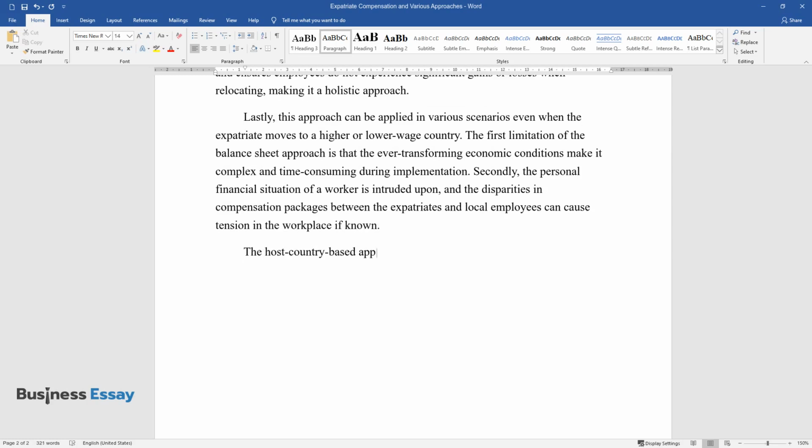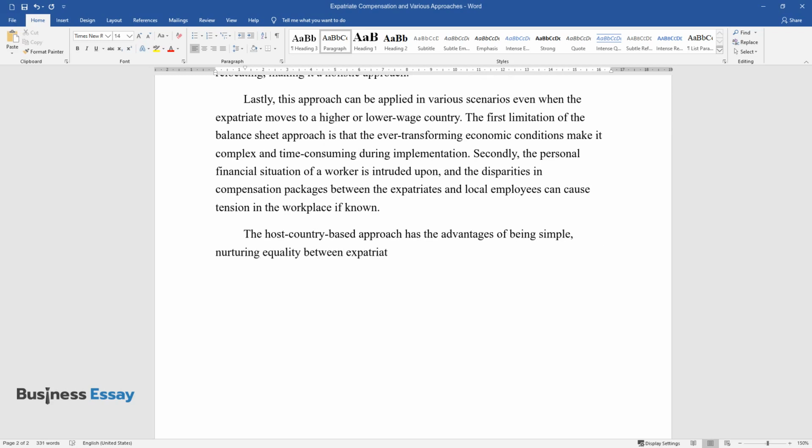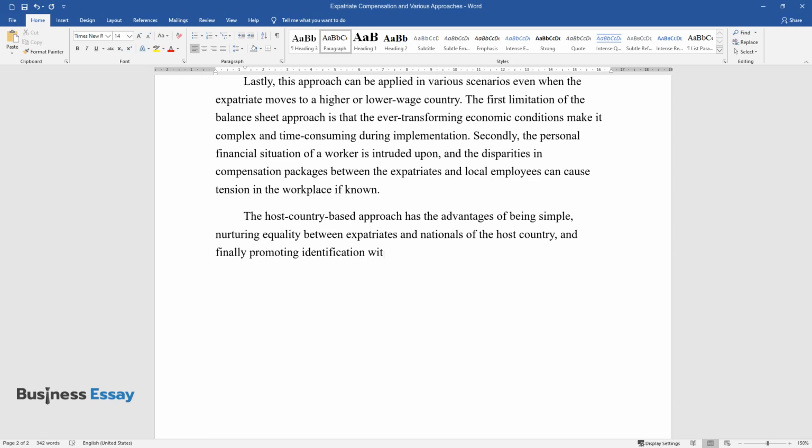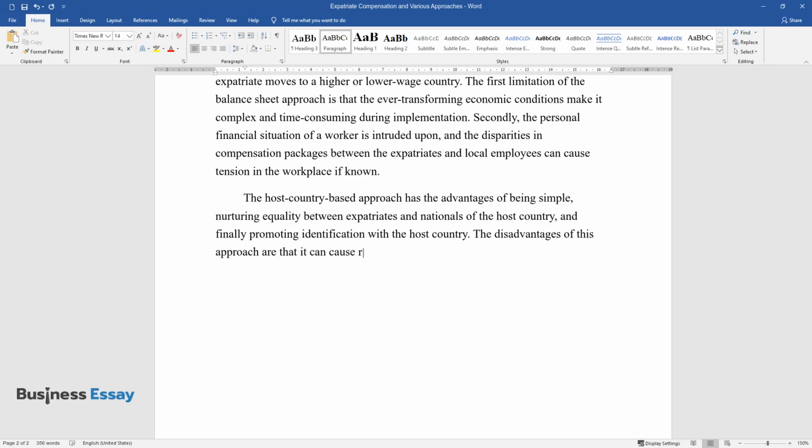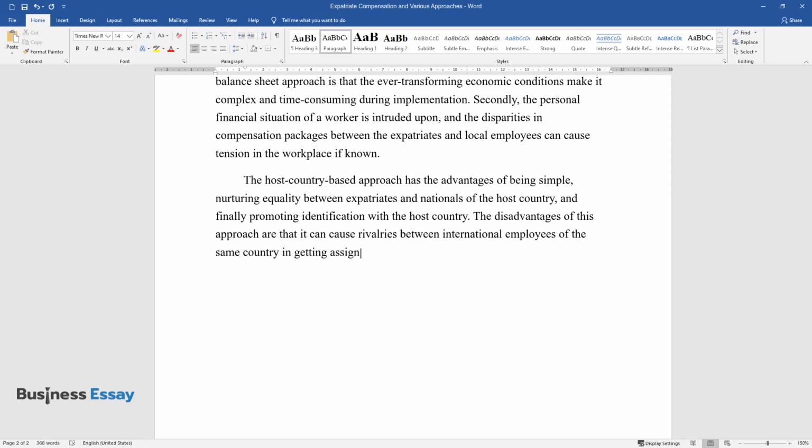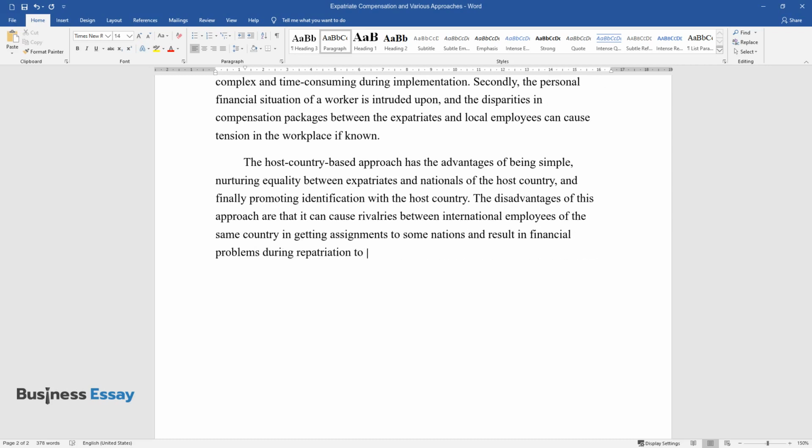The host country-based approach has the advantages of being simple, nurturing equality between expatriates and nationals of the host country, and finally promoting identification with the host country. The disadvantages of this approach are that it can cause rivalries between international employees of the same country in getting assignments to some nations and result in financial problems during repatriation to the home country.